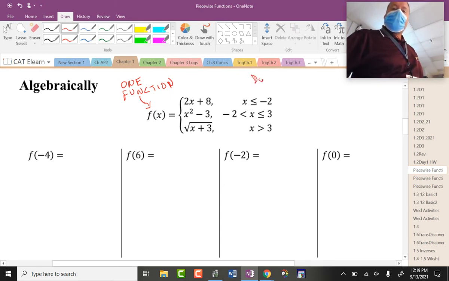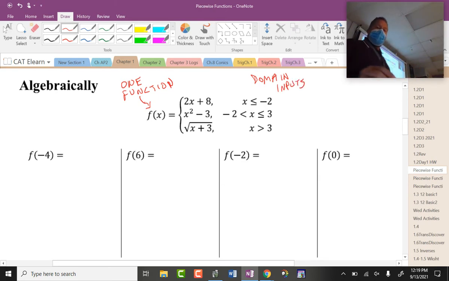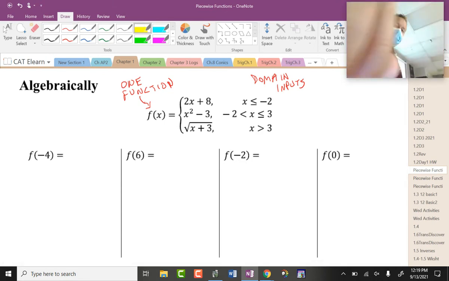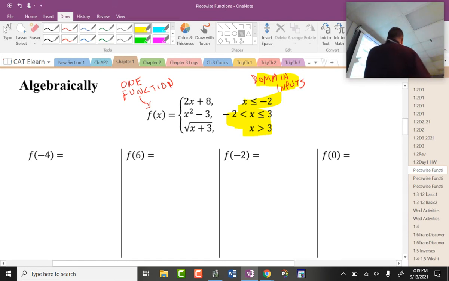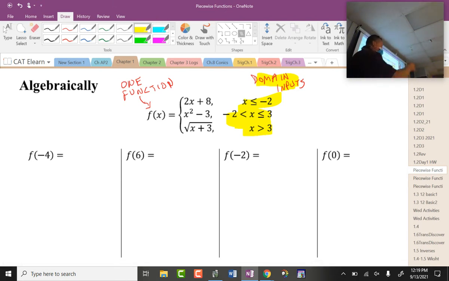And then here is what you need to read. This right here is the restricted domain. These are the inputs allowed for each individual piece of this function. Right here, and I guess I'll highlight them. These are the allowed inputs for the three different pieces of this function. That's why it's called piecewise. I'm going to keep using pieces.